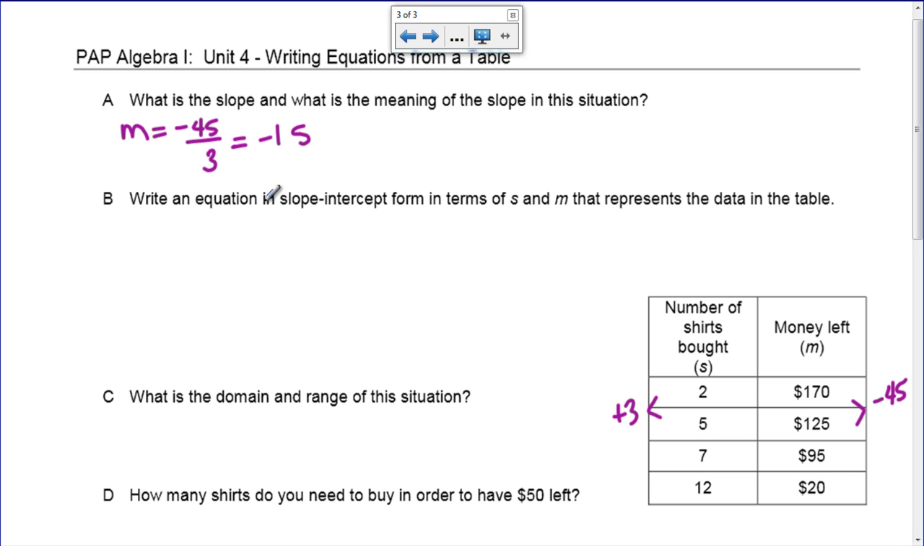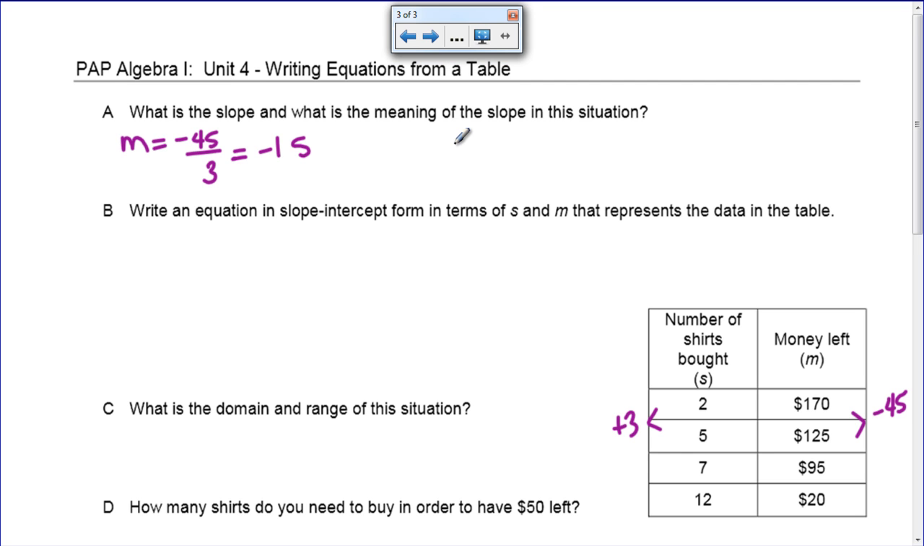And so what that means is that since this is negative, every time I buy a shirt, I am spending $15. Because to find the amount of money I have left, I have to take out $15. So the meaning of this slope is that each shirt costs me $15. So every time I buy a shirt, I'm spending $15. So that tells me that each shirt is $15.